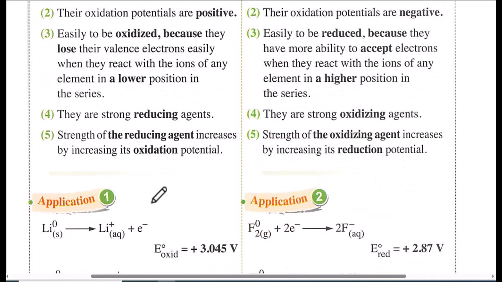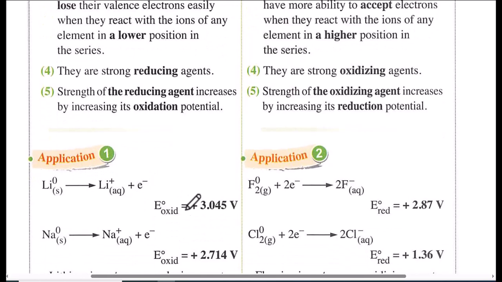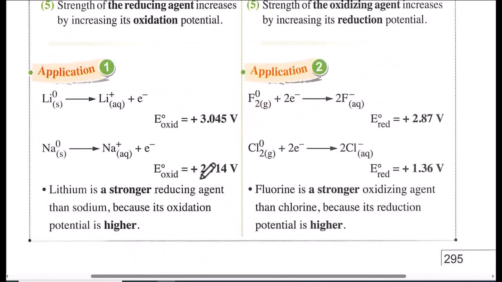Look at this. From the elements which lie at the top of the electromotive series, lithium, its oxidation potential is positive 3.0445 volts, and sodium, its oxidation potential equals positive 2.714 volts. So the oxidation potential of sodium is less than the oxidation potential of lithium. So lithium is a stronger reducing agent. It has more strength to give electrons to other elements, so it is stronger as a reducing agent than sodium.